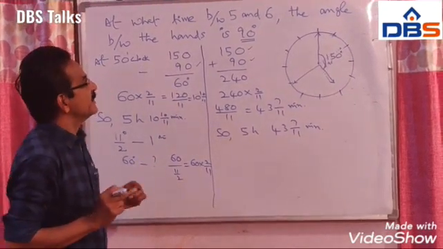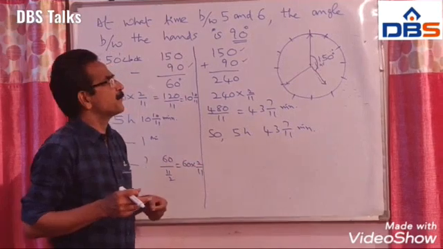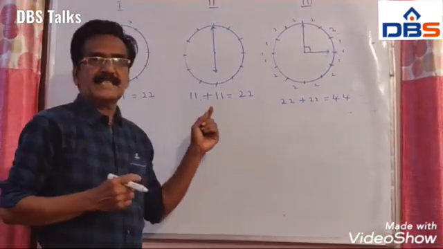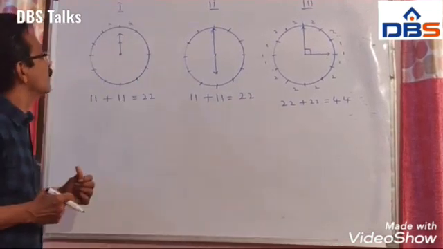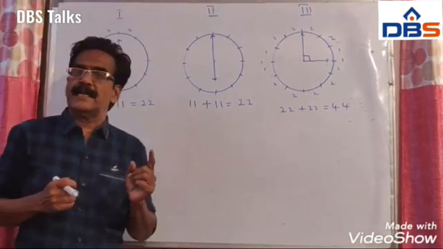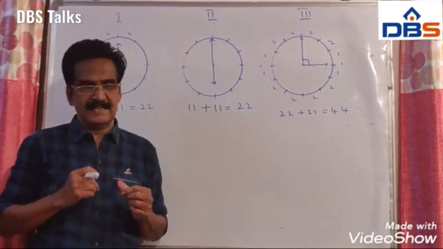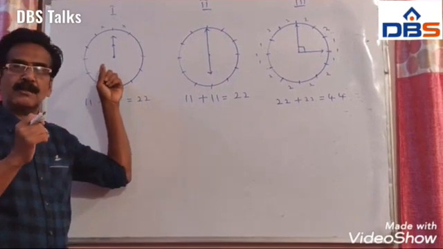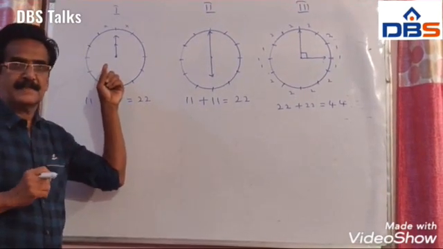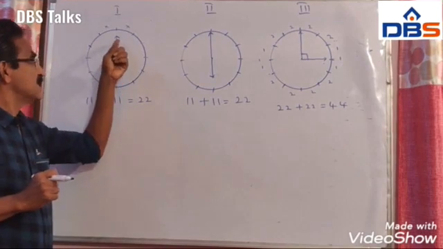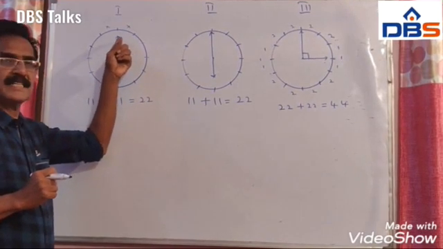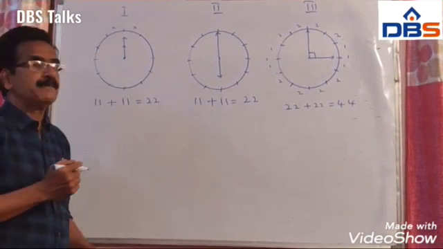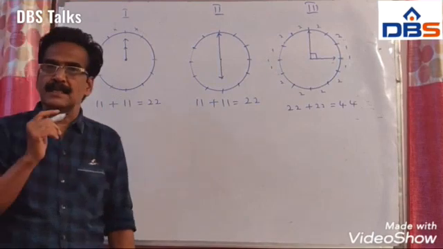Okay, nice friends, let us see some miscellaneous problems in the clocks chapter. Now let us see some miscellaneous problems, like how many times the hands coincide in a day? The position of hands at 12 o'clock is called coincide. Hands are coinciding at 12 o'clock. How many times does this position happen in a clock in a day?